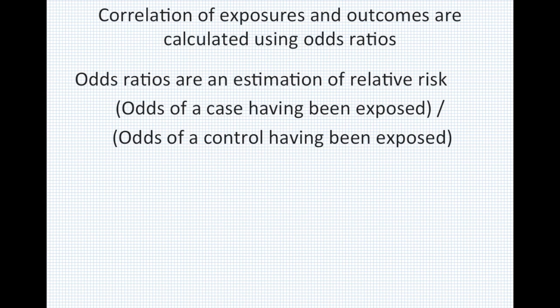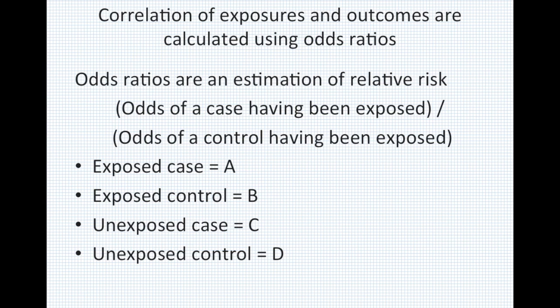The correlation of exposures and outcomes are calculated using odds ratios. And an odds ratio is an estimation of relative risk. So it's an estimation of relative risk, but it's calculated a little bit differently. It means the odds of a case having been exposed divided by the odds of a control having been exposed.